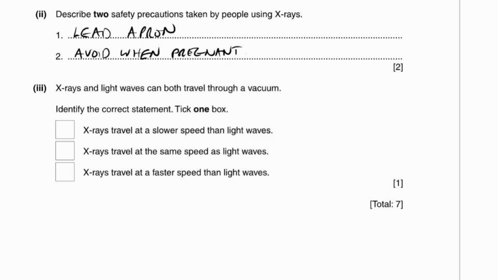3. X-rays and light waves can both travel through a vacuum. Identify the correct statement. Tick 1 box. X-rays travel at a slow speed and light waves? No. The same speed? Yes. In a vacuum they're going to be travelling at the same speed.